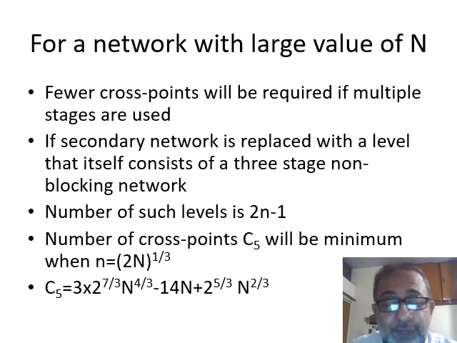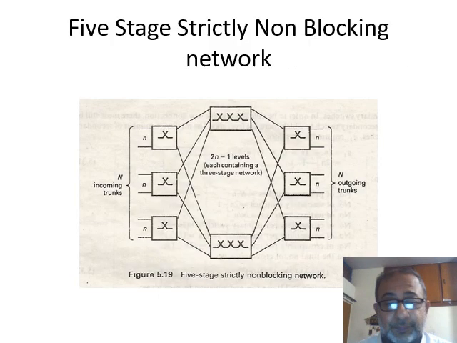We put that value in our initial equation of C5, and we get the value of 3 into 2 raised to power 7 by 3 into N raised to power 4 by 3 minus 14N plus 2 raised to power 5 by 3 into N raised to power 2 by 3. This would be the cross points of a strictly non-blocking 5-stage network.